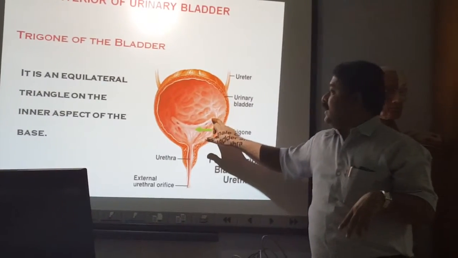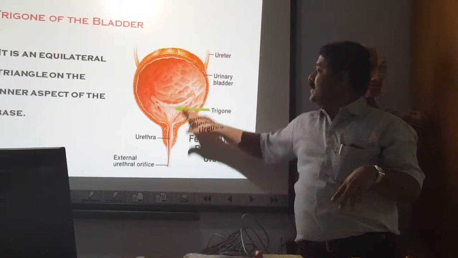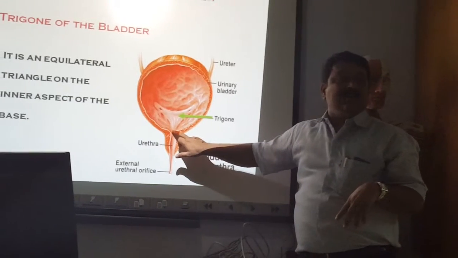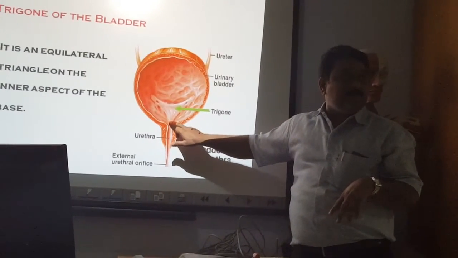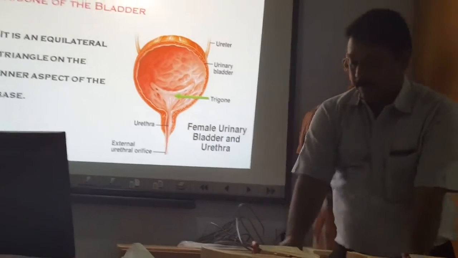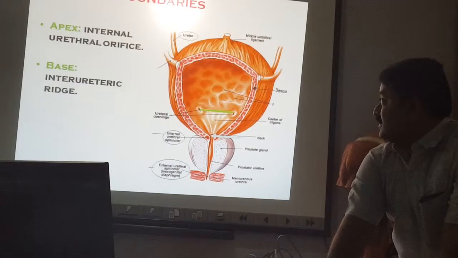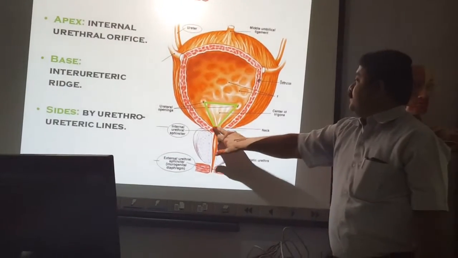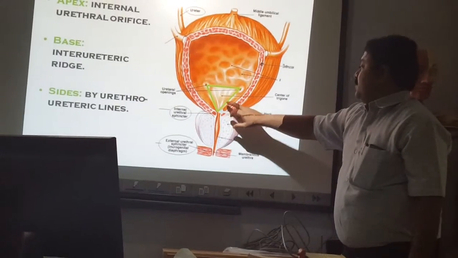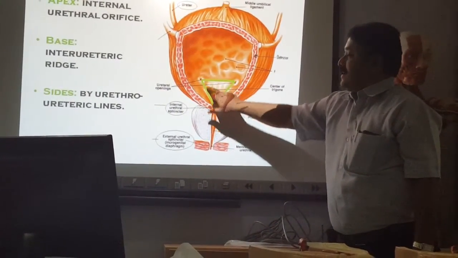The trigone is triangular in shape, with a base and an apex. The apex is the point where the urethra starts. Apex of the trigone. And next is about the boundaries. Just now I said the apex and the base, and the sides are formed by the ureteric lines. So this is the trigone.